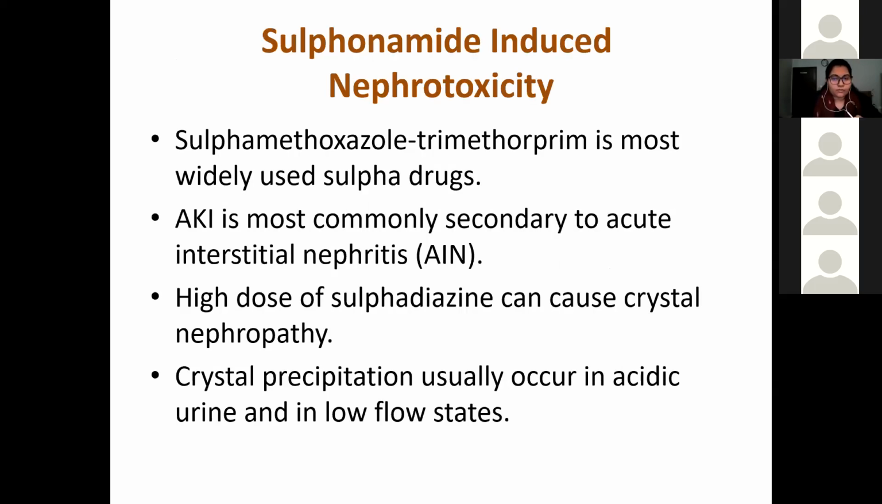Then sulfonamide-induced nephrotoxicity. Sulfamethoxazole trimethoprim is the most widely used sulfa drug. Acute kidney injury is most commonly secondary to acute interstitial nephritis. A high dose of sulfadiazine can cause crystal nephropathy. Crystal precipitation usually occurs in acidic urine and in low flow states.